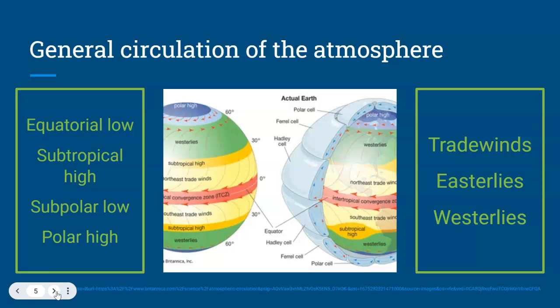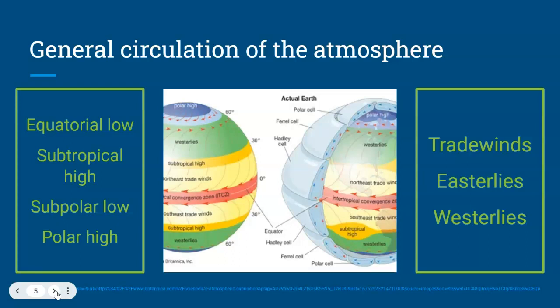The general circulation of the atmosphere is affected by the Coriolis effect and convergence. Air collides at the surface and then begins to rise at the equator, creating the equatorial low. It moves away 30 degrees north or 30 degrees south. It sinks back down at the subtropic high.